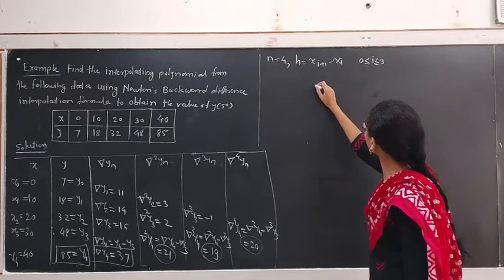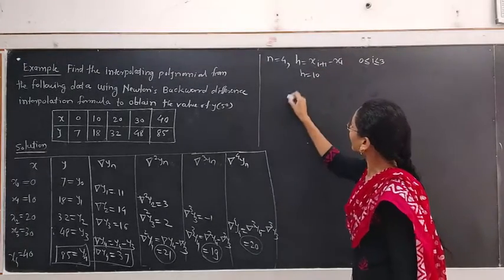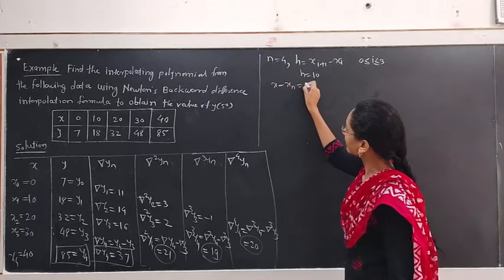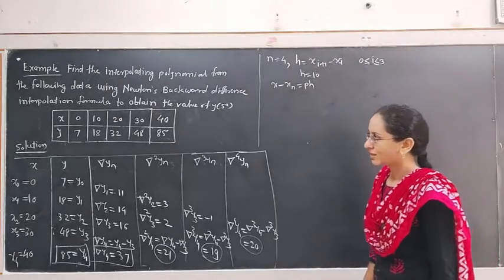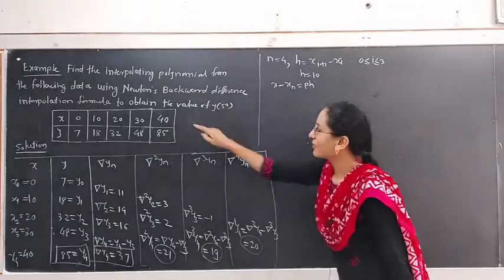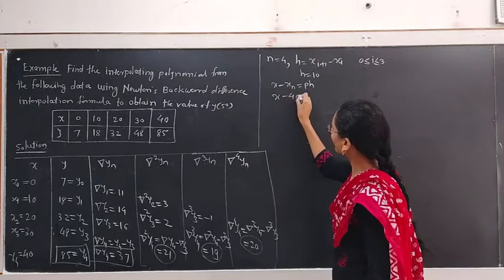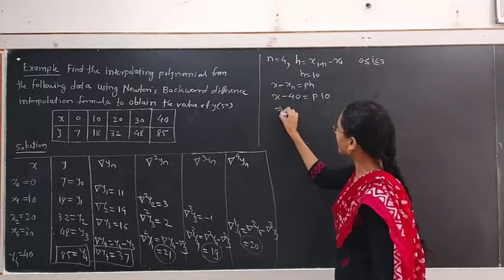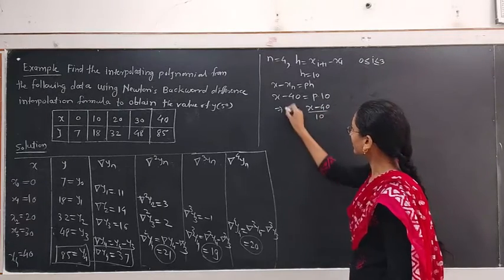H value is 10. Also, what is the formula for p? x minus xn is equal to pH. xn is the last value of x, that is 40, given in the table. Consider that value as xn. Therefore, x minus 40 is equal to p into h, where h value is 10. This implies p is equal to (x minus 40) upon 10.